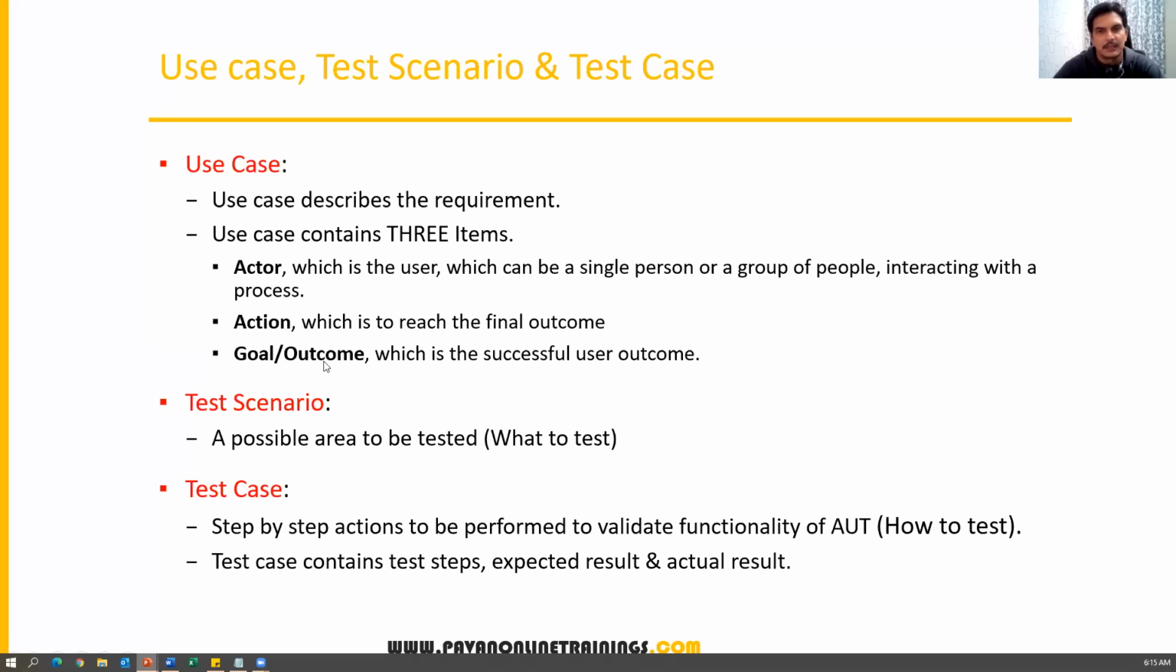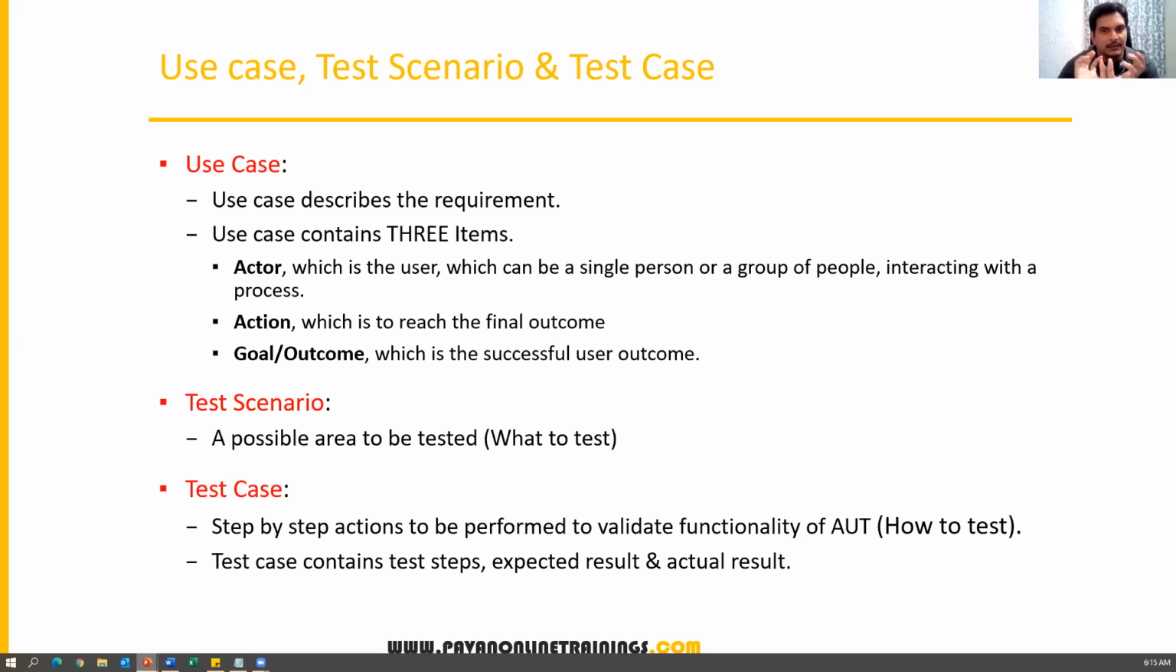So what does that mean? Actor is nothing but a user, and the user performs a certain action, then he will get some outcome. Let's take a login application. As a user, I'll perform the login. After a successful login, I get the home page. So there are three things. The user is the actor, the login operation is the action, and after successful login, getting the home page is our goal or outcome.